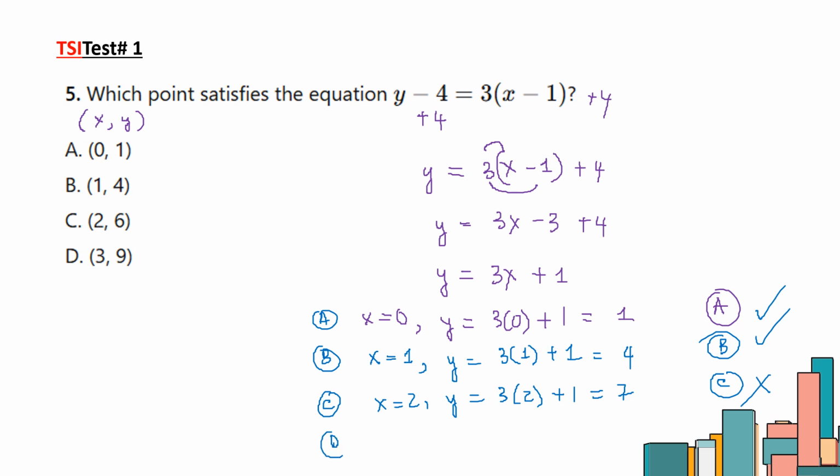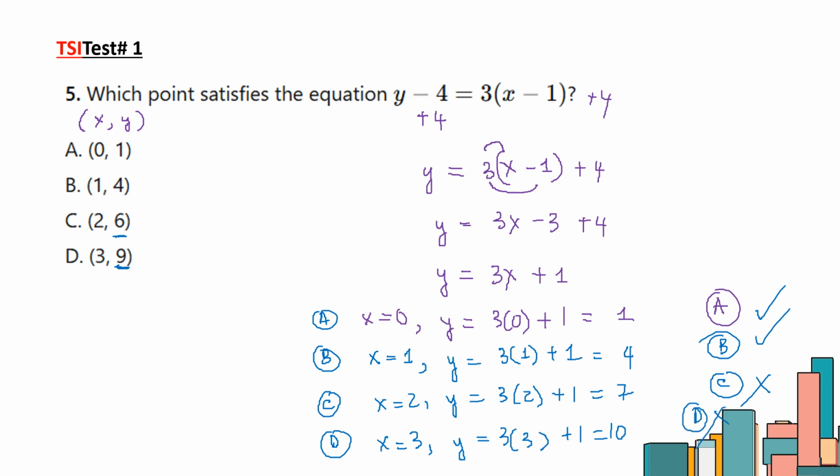Now D, we have x equal 3, so y will equal 3 times 3 is 9, plus 1 is 10. Okay, so 10 is not 9, right? Because you see this one is not the same. So that means D is not the correct answer.